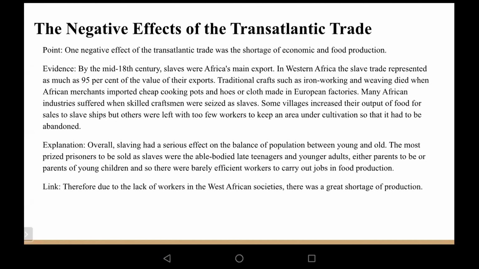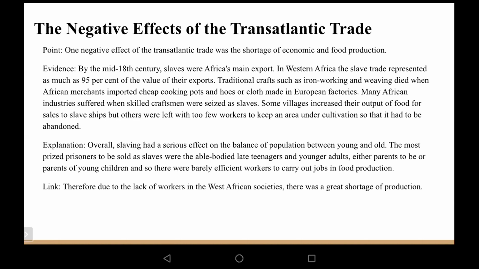Explanation. Overall, slaving had a serious effect on the balance of population between young and old. The most prized prisoners to be sold as slaves were the able-bodied late teenagers and young adults, either parents-to-be or parents of young children, and so they were barely efficient workers to carry out jobs in food production. Link. Because of the lack of workers in the West African societies, there was a great shortage of production.